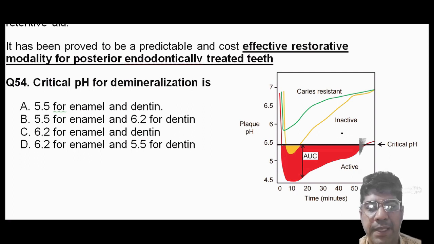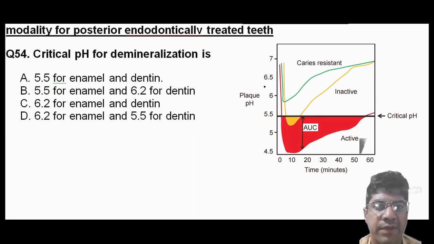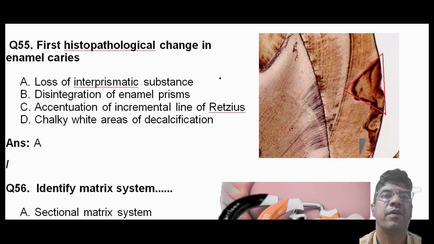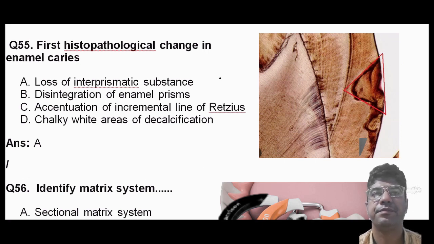So maintaining a pH above 5.5 through practices like regular dental hygiene, a balanced diet, brushing, and flossing can help to prevent tooth enamel demineralization and the development of dental caries. So the critical pH value is 5.5 for the enamel and 6.2 for the dentine.